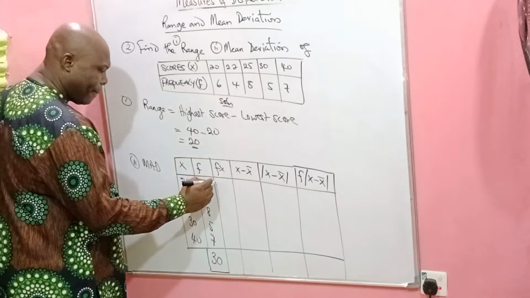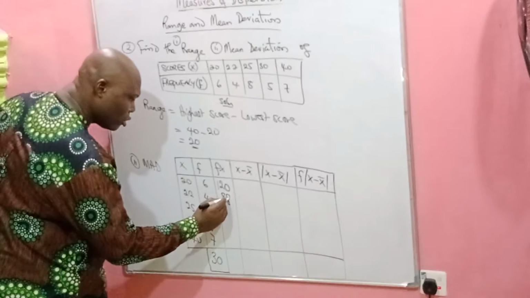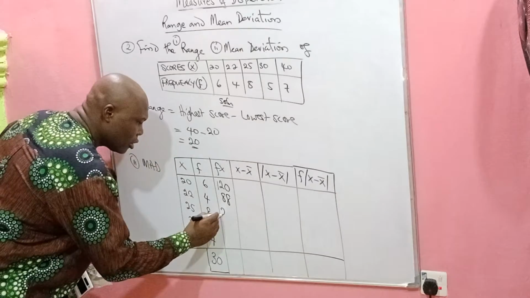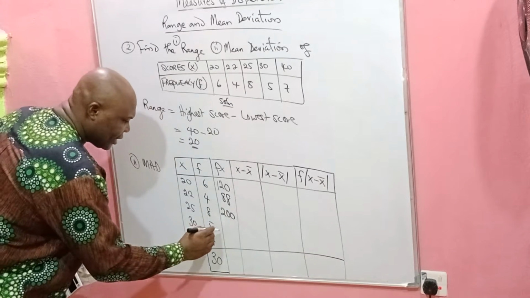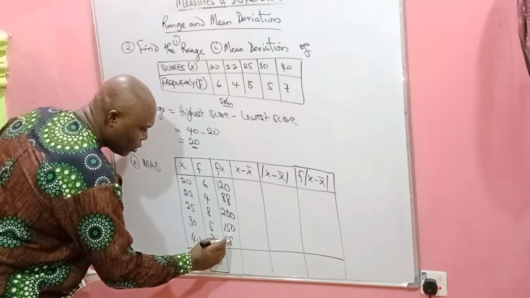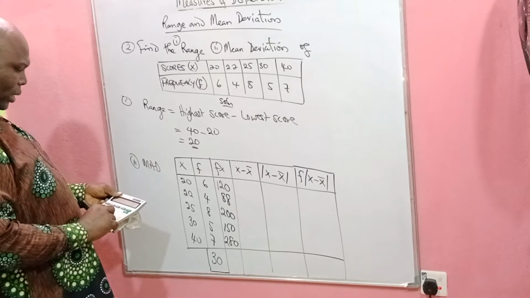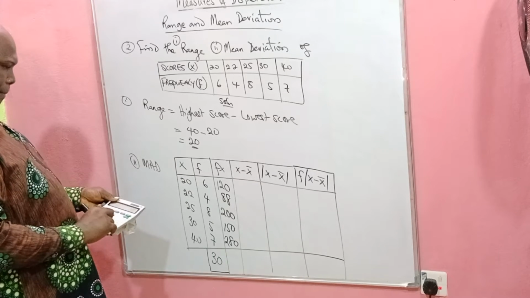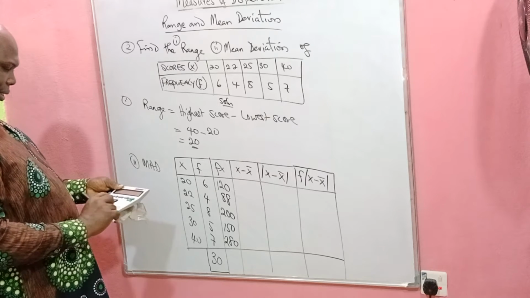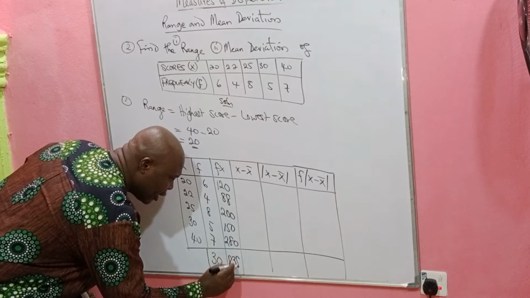So we need our Fx. 6 times 20, 4 times 22, 25 times 8 is 200, 5 times 30 is 150, 40 times 7 is 280. Alright, we'll be adding 280, 150, 200, 88 and then 120. So we have a total of 838. That will be the total.